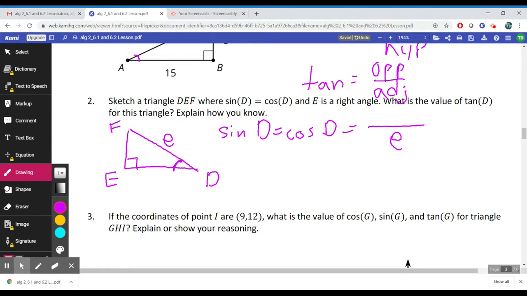So in other words, it doesn't matter what length we choose for our adjacent and our opposite side. We just need those to be the same, because when they're the same, the sine will equal the cosine. So I'm just going to call it some number x. It doesn't really matter what x is equal to, because as long as they're the same, sine of D and cosine D will be equal.